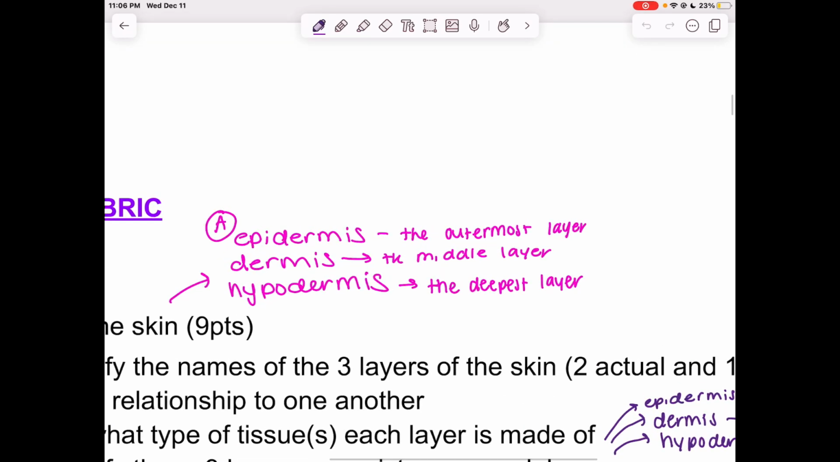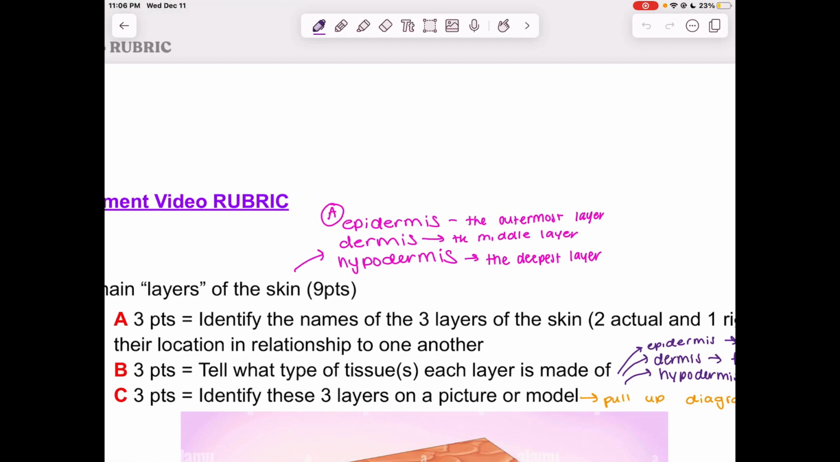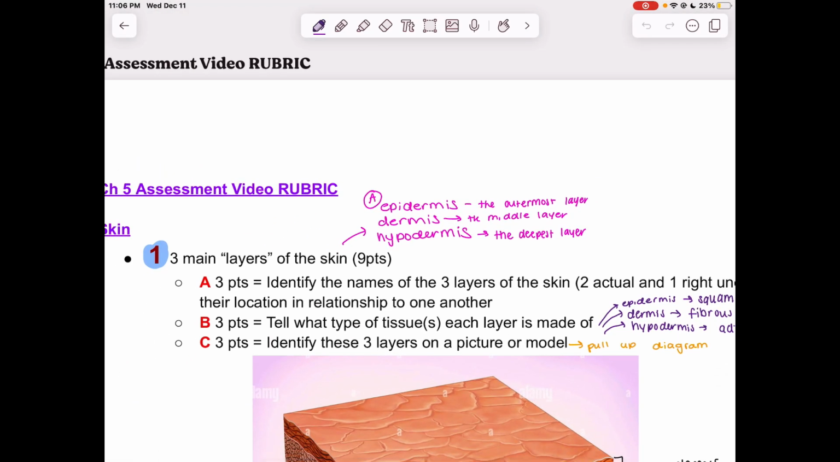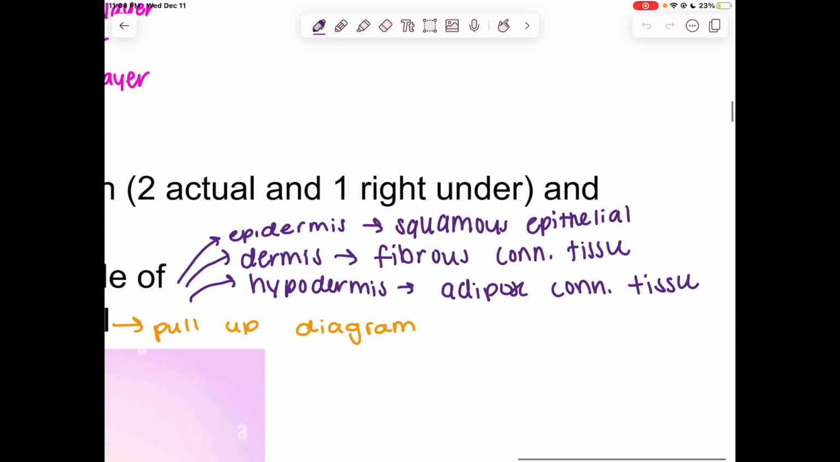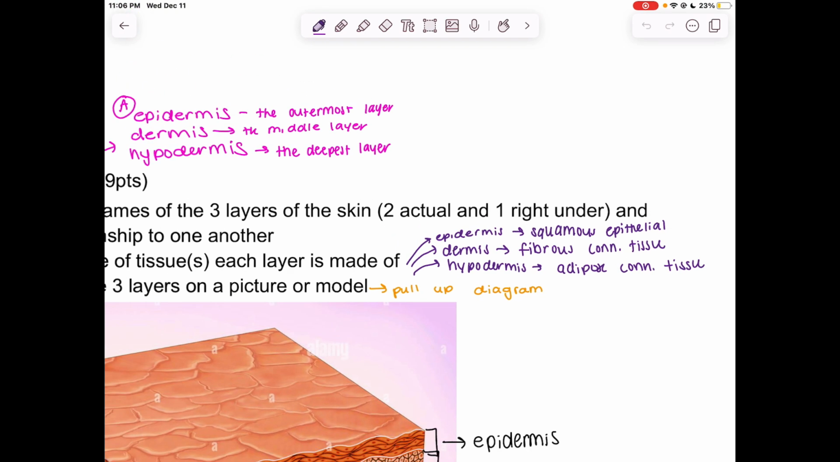There are three main layers of the skin: the epidermis, the dermis, and the hypodermis. The epidermis is the outermost layer, the dermis is the middle layer, and the hypodermis is the deepest layer. The epidermis is made up of squamous epithelial tissue, the dermis is made up of fibrous connective tissue, and the hypodermis is made of adipose connective tissue.